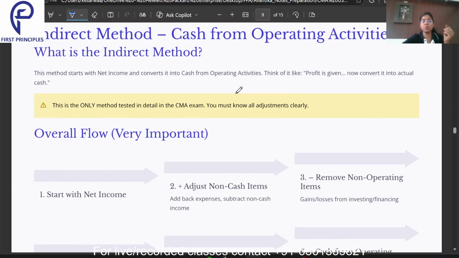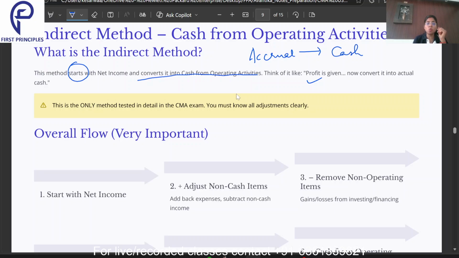Okay, moving on to the indirect method of cash from operating activities. Now, what is the indirect method? This method starts with net income and converts it into cash from operating activities. Think of it like this: profit is given, now convert it into actual cash. So basically we are going from the accrual method of accounting to the cash basis of accounting. This is the only method tested in detail in the CMA exam. You must know all the adjustments clearly.